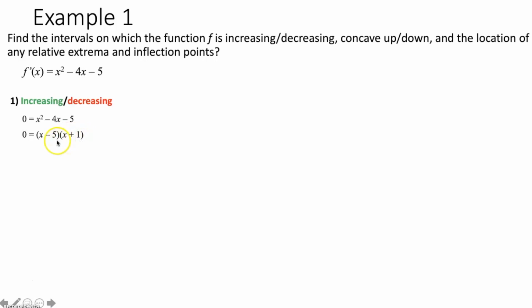We then use the zero product property because this times this equals 0. That means either this is equal to 0 or this is equal to 0 over here. We then solve each of these for x. We add 5 to both sides. Here we subtract 1 from both sides, and we have our critical numbers.